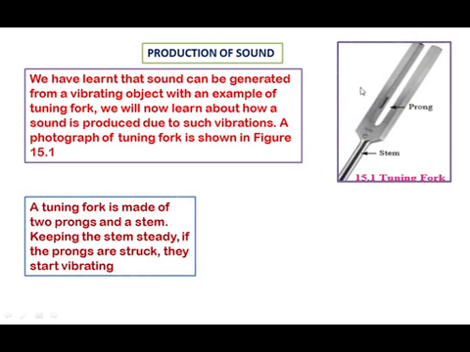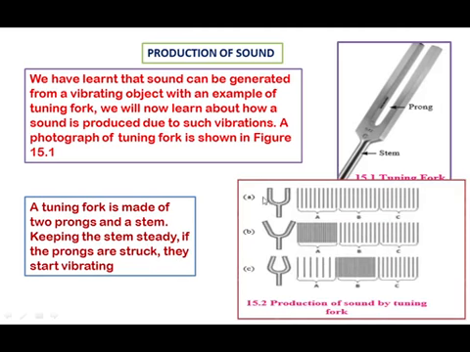Here is the photograph of the tuning fork. Here is a flange and here is the stem. A tuning fork is made up of two flanges and a stem. Keeping the stem steady, if the flanges are struck, they start vibrating.